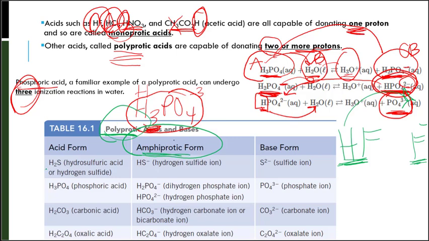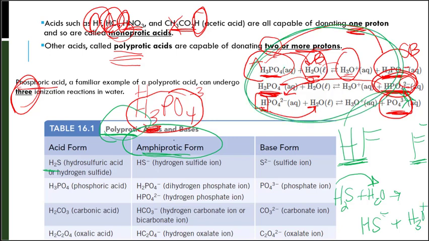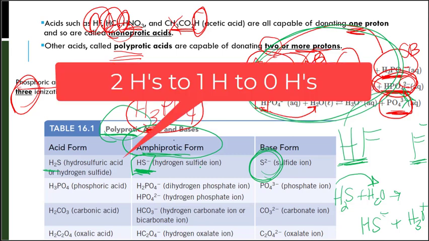For example, H2S, hydrosulfuric acid, or we can call it hydrogen sulfide, when it donates 1 proton, it's going to leave me with HS- and H3O+. But then, just like I did up here, I can take HS- and do one more reaction where it donates an H, leaving me with S2-. So the in-between form is that HS-, or the hydrogen sulfide ion.